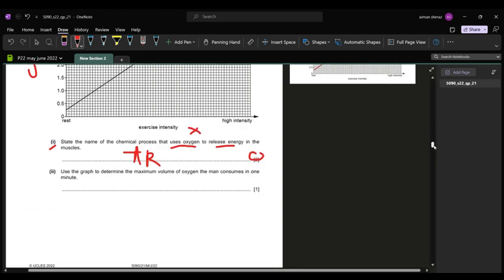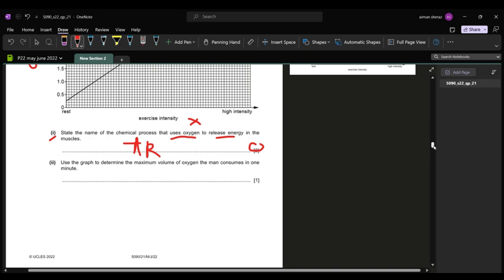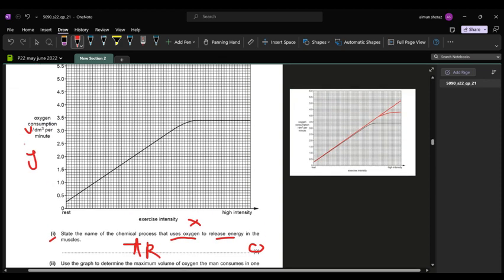Part 2, use the graph to determine the maximum volume of oxygen the man consumes in 1 minute. So per minute means 1 minute, and the maximum amount he has reached, we can see where the graph levels off, and that is 3.4 exactly. If you count from here, it is 3.4.